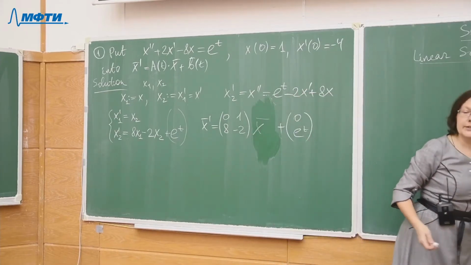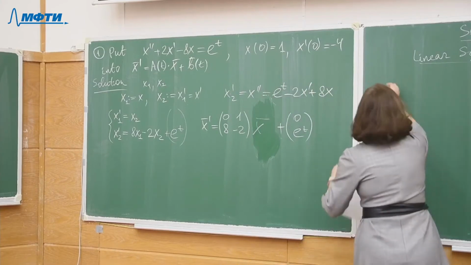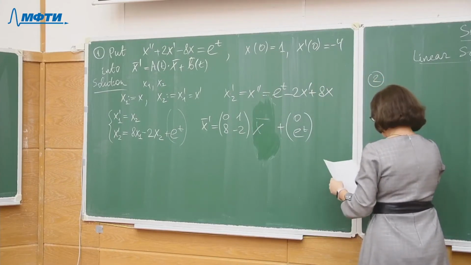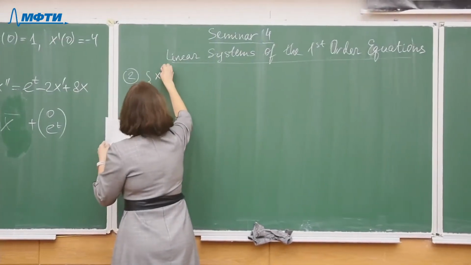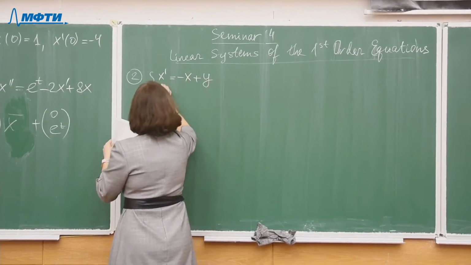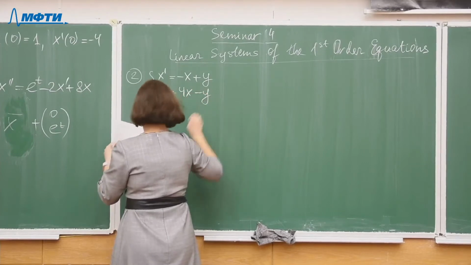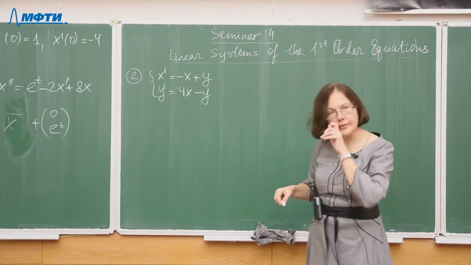Well, now let's try to solve something. I will use this part. Task number two, let's try to solve something. Let it be x prime equals minus x plus y, y prime equals 4x minus y. Okay, let's try to solve this linear system.